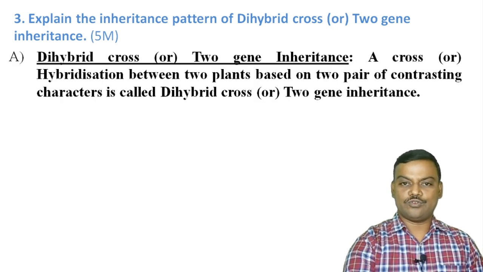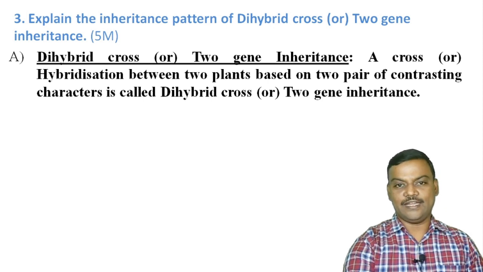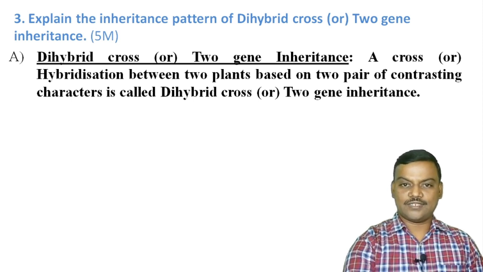So for this, first we should write the definition, what is a dihybrid cross. So dihybrid cross is also called two gene inheritance. The definition is: a cross or hybridization between two plants based on two pairs of contrasting characters is called a dihybrid cross or two gene inheritance.